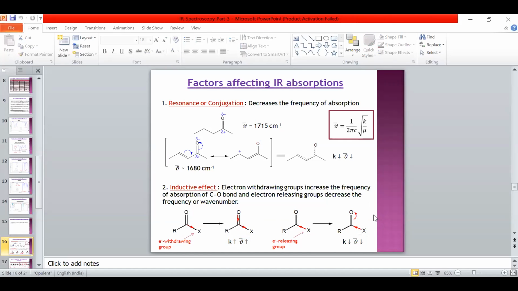Okay, so these two are the fundamental effects which ultimately give rise to different positions of the same bond appearing in the IR spectrum. So in both the cases, we have carbonyl groups, but whether they will be appearing in the higher frequency range or a lower frequency range will depend on the nature of the substituent present. If it is an electron withdrawing group, the frequency will increase. If it is an electron releasing group, the frequency will decrease.